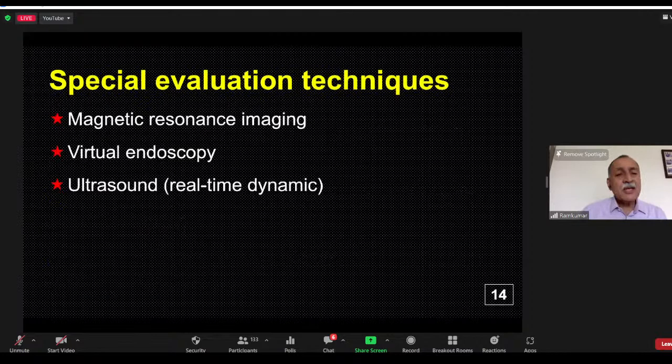Now, there are some special evaluation techniques. We've not talked about what you and I can do at the bedside, but in case of doubt, you may have to go ahead and do a more detailed examination of the airway. And for this, we have the help of the radiologist and the ultrasonologist. There are three specific evaluation techniques that have been described. The first one of them is magnetic resonance imaging, which gives us a very, very detailed evaluation of the airway. However, the MRI images are static images. They're not dynamic images. And they give you an image of a particular patient's airway at that point of time.